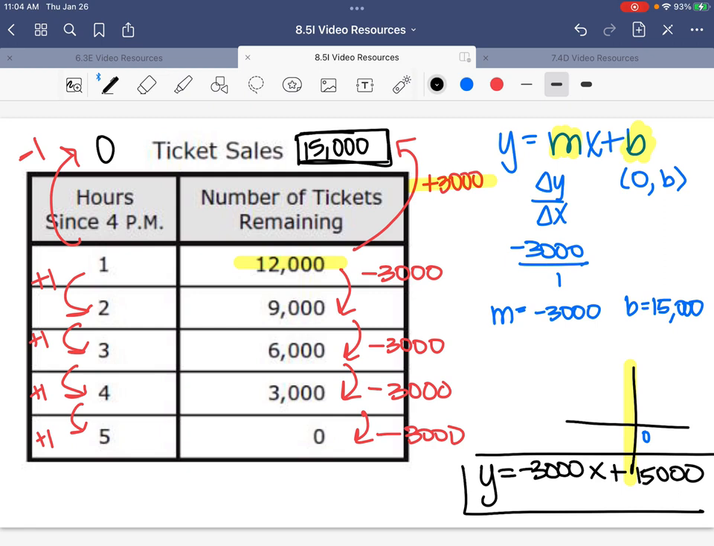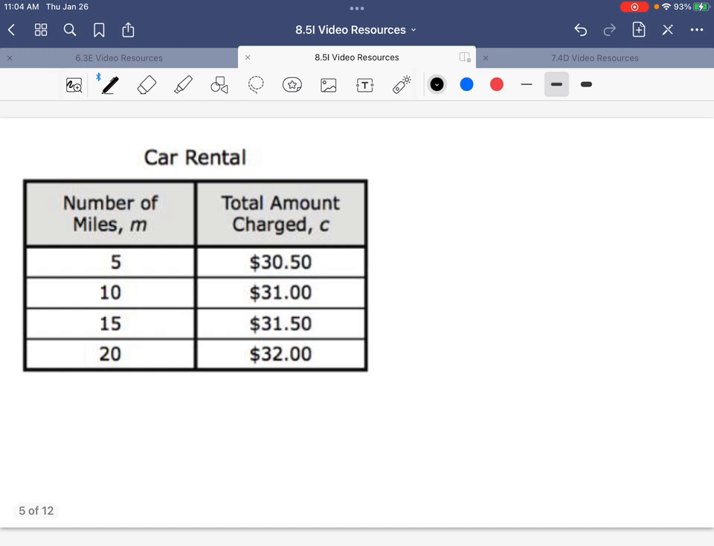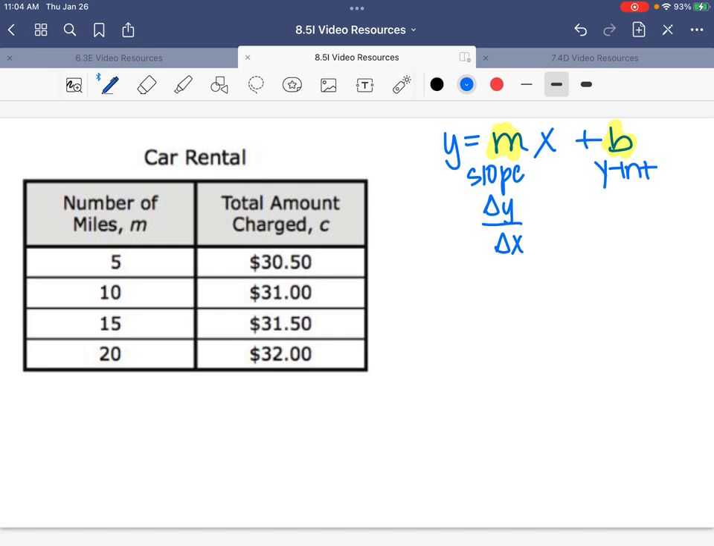All right, let's look at one more. So now we have car rental, and it tells us the number of miles and then how much they're being charged. And again, our goal is to write an equation in slope-intercept form. So I will need to find my slope and my y-intercept. Slope being that change in y over that change in x, and the y-intercept being where it crosses the y-axis, or that initial value, or when x equals 0. So when x equals 0, we get the y that is the y-intercept.